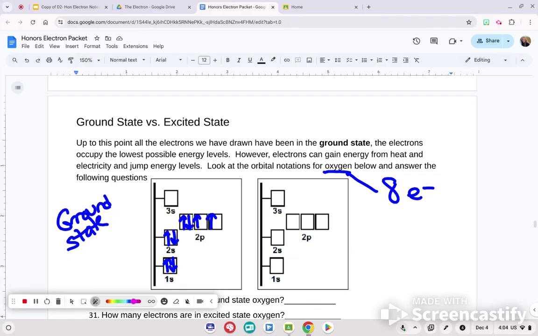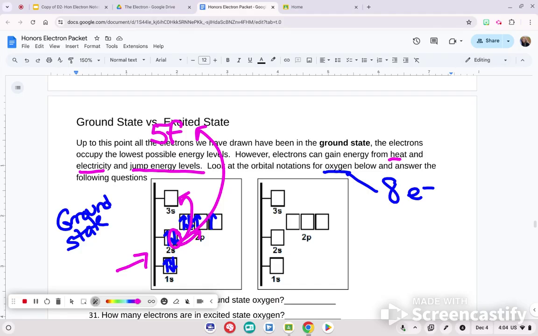But now we're going to talk about the excited state. Electrons can jump to higher energy levels, and that only happens when heat or electricity is added. If I add heat or electricity to oxygen, I can excite these electrons, and you can excite one electron at a time. For example, I could take this electron here and excite it. It could jump to a higher energy level in 2p, it could jump to 3s, or it could jump all the way up to like a 5f.